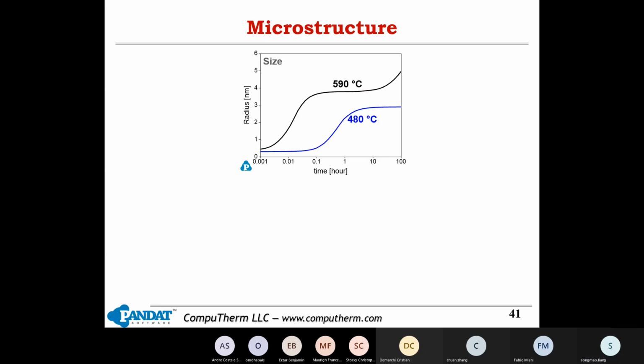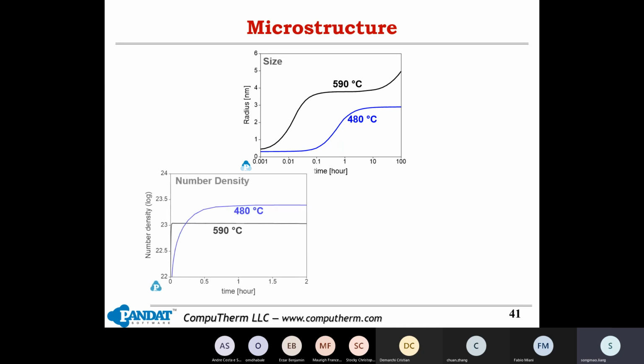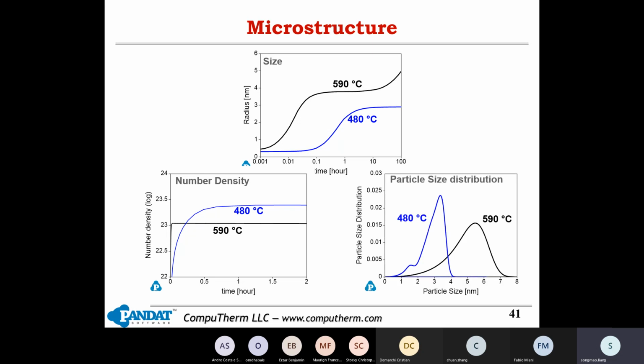So we see that using our Pan precipitation, we can simulate the size of the precipitate evolving with time, and we can also simulate the number density of the particles and the particle size distribution, which we see under two temperatures. The 480 had a smaller size and a larger number density. And here the particle size distribution is in a lower particle size area.